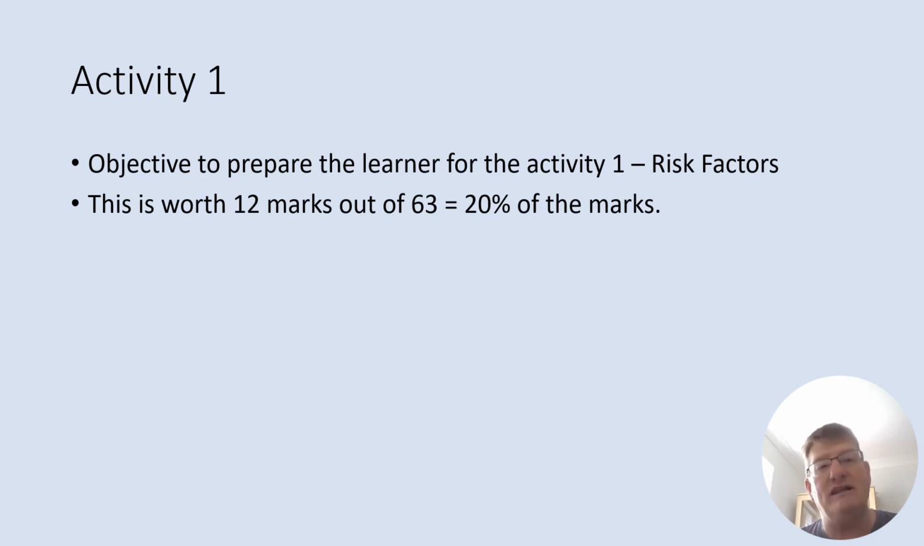So activity 1, let's look at it. It's an important area and allows you to achieve straightforward marks, I think. It's worth 20% of the overall marks. I know it's only 12, but it's 12 out of 63, which works out at 20%. Obviously I'd like you to get 12 out of 12, but if we're realistic, we'll be looking to get about 8 or 10 marks. If you can get 8 or 10 marks, you've got a good answer there.